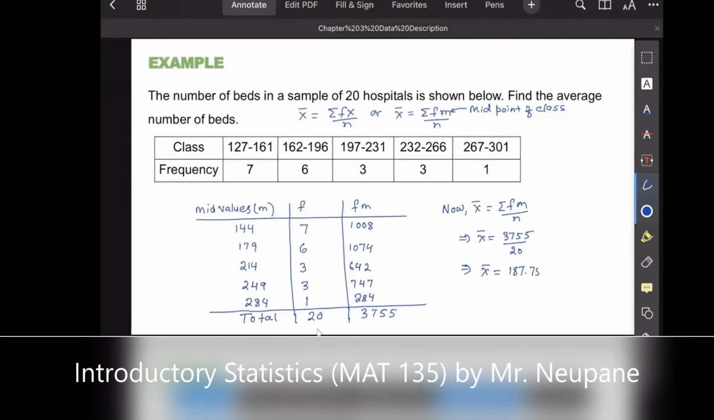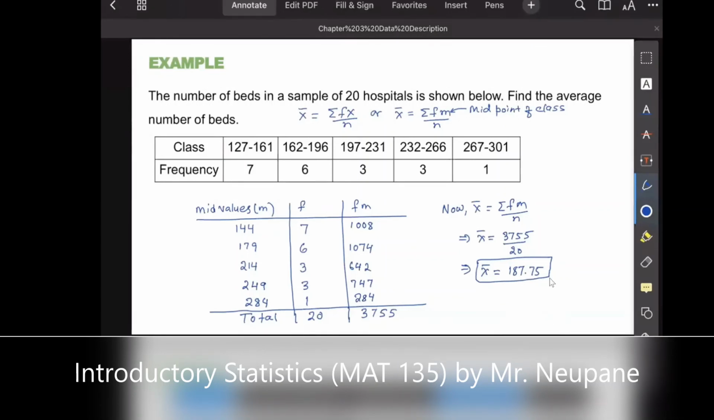187.75. After that it is 00. If you write up to 4 decimal places, but I'm just leaving it here because there are zeros after that. So that is the average or mean number of beds, because here we are calculating the number of beds in 20 hospitals, right? So the average number of beds is 187.75. The meaning of that is approximately 188 beds is the average. Now, let me show you one more thing. See, here we got average 187.75.